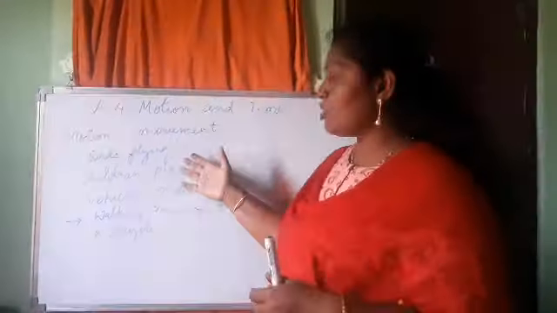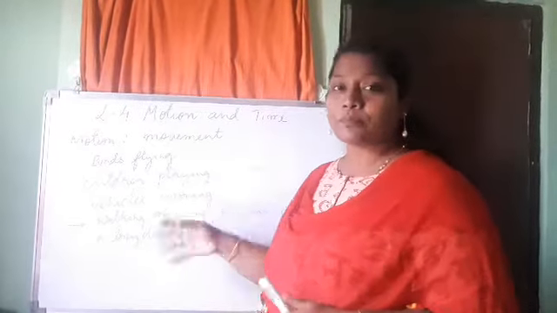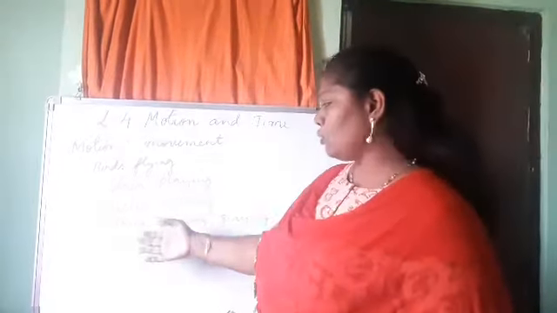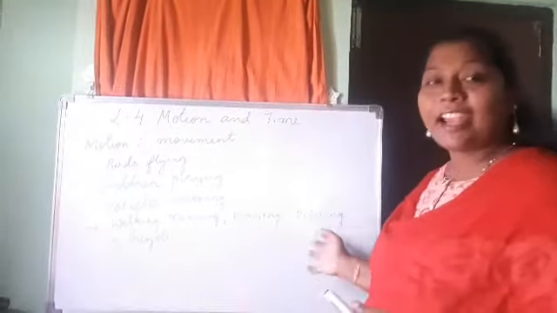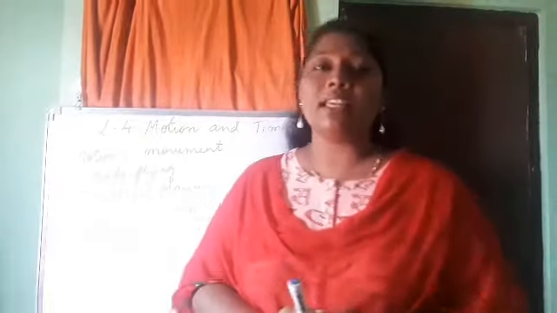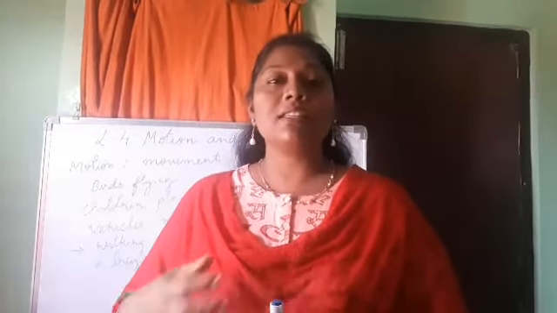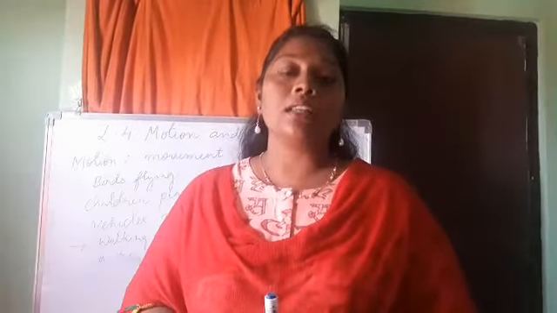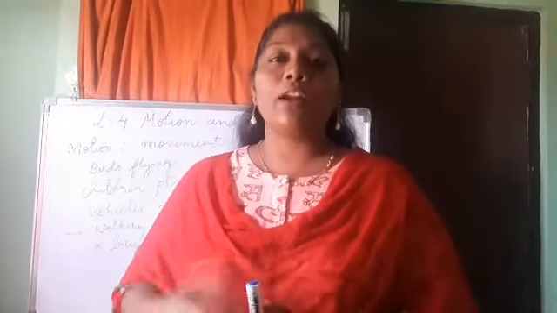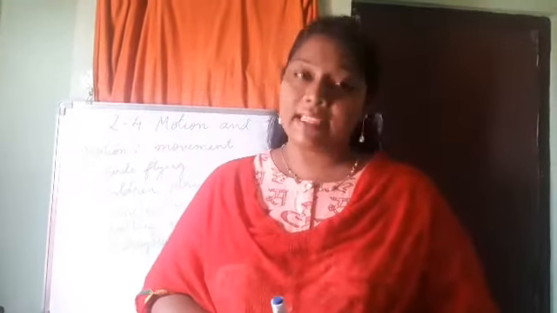So what are the examples, children? Birds flying, children playing, vehicles moving. And we people generally do walking, running, playing, riding a bicycle. Yes, children. So all these things come under motion. What are these, children? Motion. Okay. Now we will see what are the different types of motions and also we can observe with few examples.